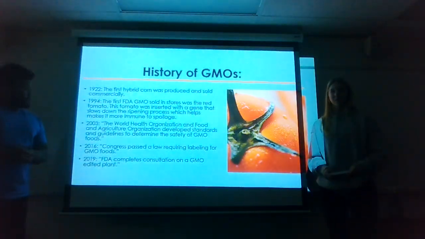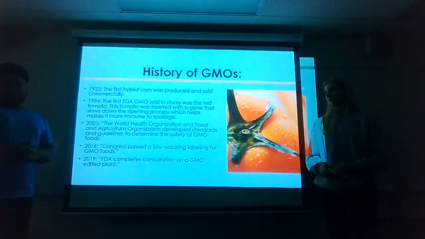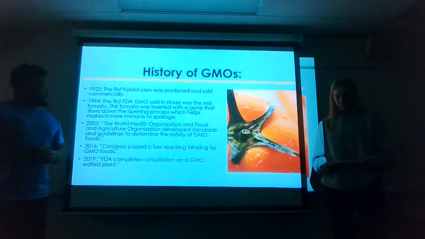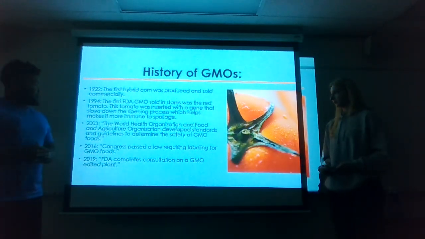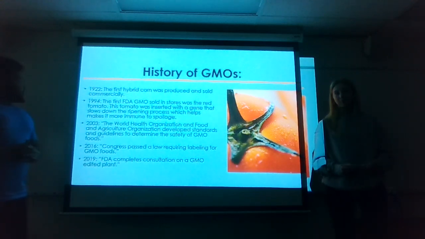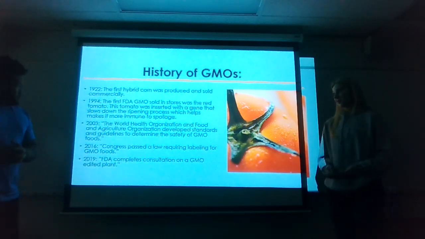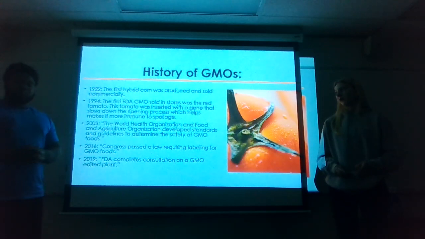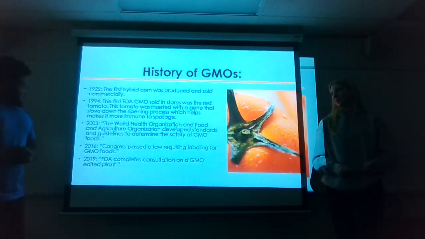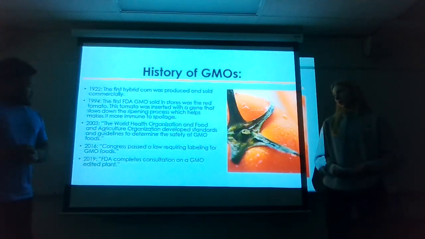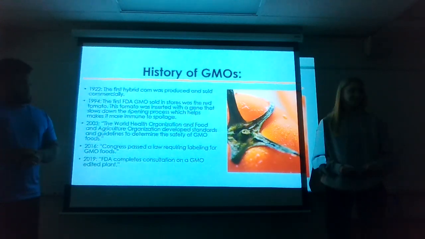So a little bit of history about GMOs. In 1922, the first hybrid corn was produced and sold commercially. In 1994, the first FDA GMO sold in stores was the red tomato. This tomato was inserted with a gene that slowed down the ripening process, which helped make it more immune to spoilage. In 2003, the World Health Organization and Food and Agriculture Organization developed standards and guidelines to determine the safety of GMO foods. In 2016, Congress passed a law requiring labeling for all GMO-based foods. In 2019, the FDA completed a consultation on a GMO-edited plant.